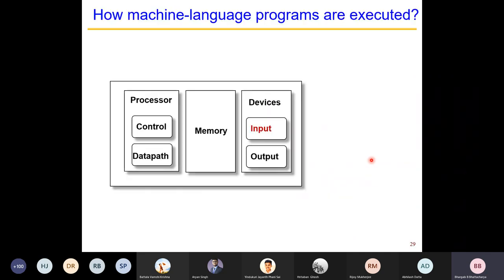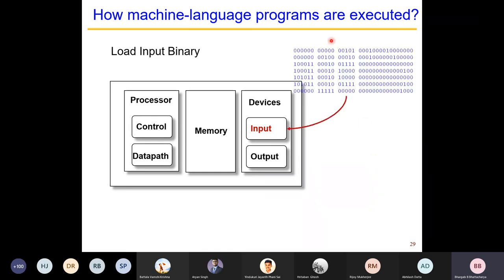let us look into this mechanism, that how machine language programs are executed. Everything is in memory, right? So you have a binary string, binary bits or a binary file, this is a flat binary file, which comprises instructions and data. So that you need to input to the machine using some mechanism.